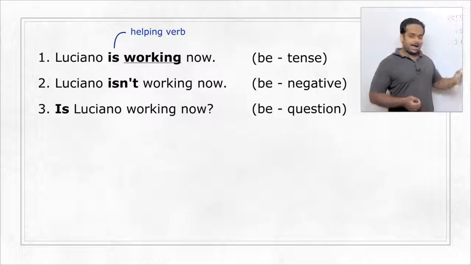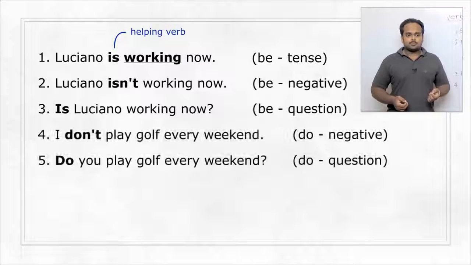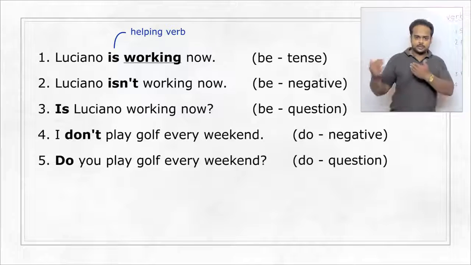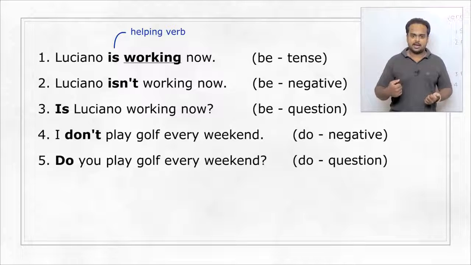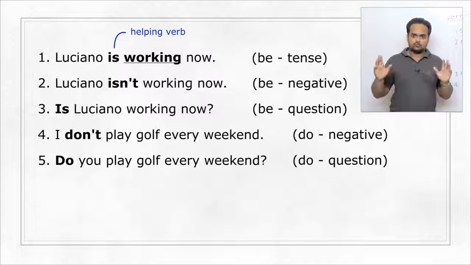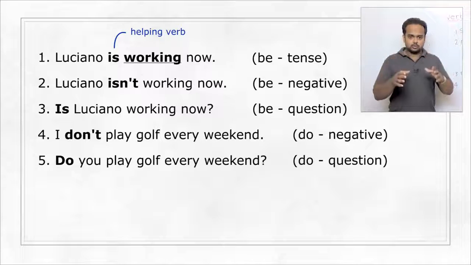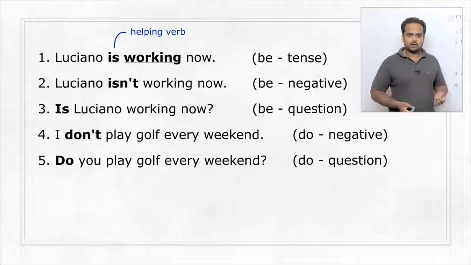The verbs do and have can also be helping verbs. For example, I don't play golf every weekend. Maybe I'm talking to my friends and my friends say, hey, you play golf every weekend, right? And I say, no, I don't play golf every weekend. I play tennis, for example. So don't is do not. That's the negative form of the verb do, and it helps me to make a negative. Or my friends could ask, do you play golf every weekend? That's a question.